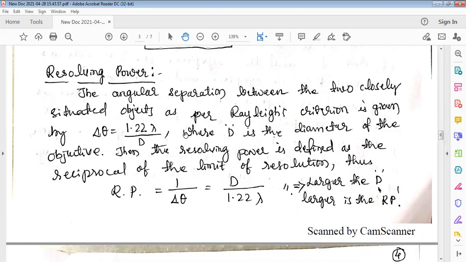Rayleigh's criterion gives a limit for the separation of two closely placed objects. That is given by delta theta equal to 1.22 lambda divided by D, where D is the diameter of the objective. Then the resolving power is defined as the reciprocal of the limit of resolution.